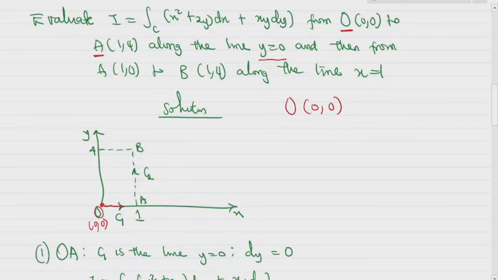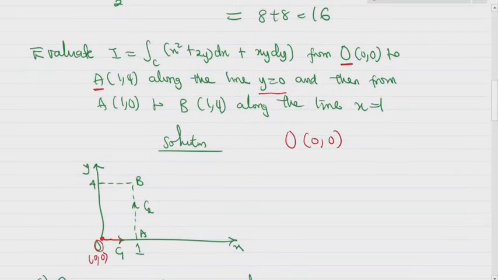Right? So that means you are going from 0, 0 to what? y is not changing, y is equal to 0. So to a point, let's call it A, where y is equal to 0. So don't forget, where are you going finally? 1, 4. So y is equal to 0 along the line. So you go to 1, 0 first.